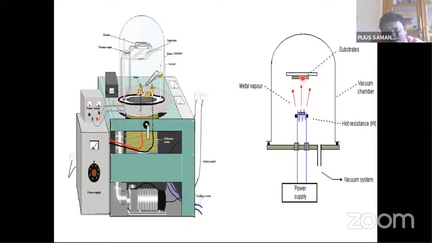As you can see, if we change this substrate distance, obviously the structure will be modified. I have already discussed why during pulse laser deposition. If the substrate is placed at a large distance, the growth will be uniform. And this entire system is kept in a vacuum chamber.